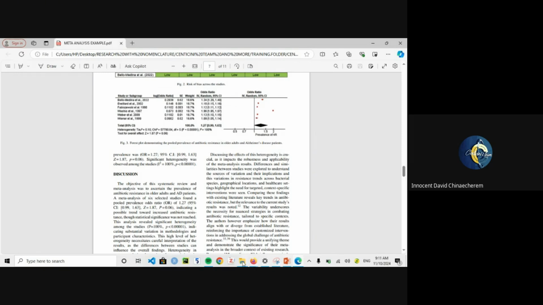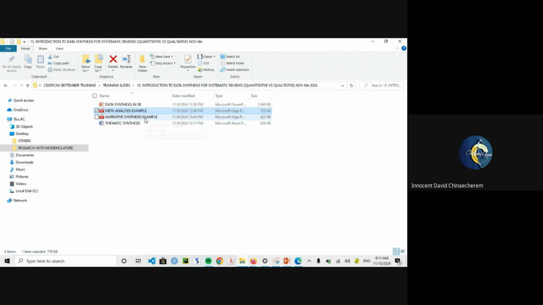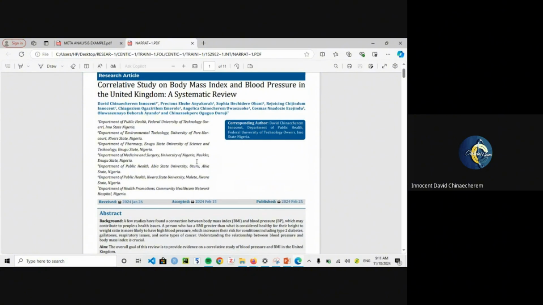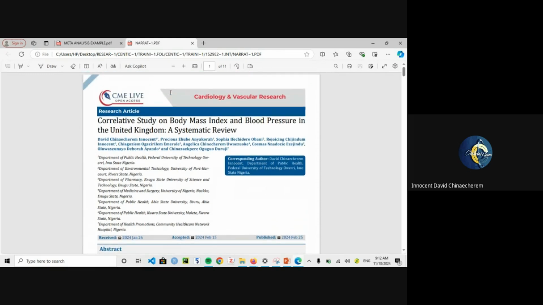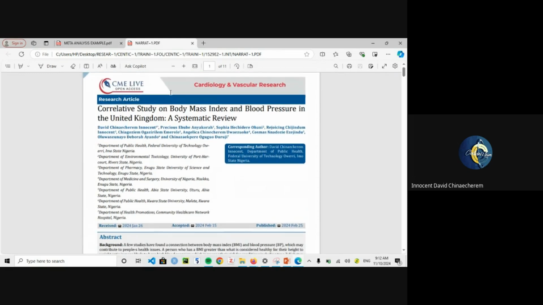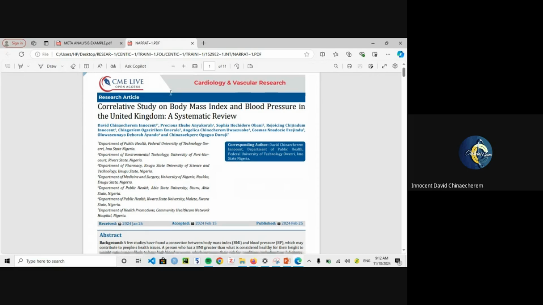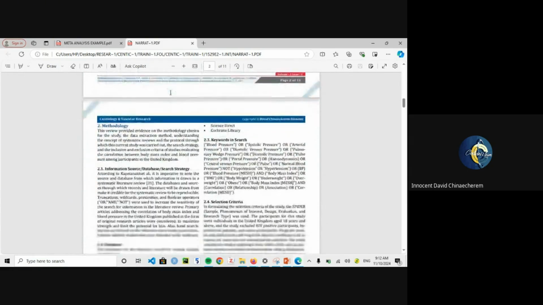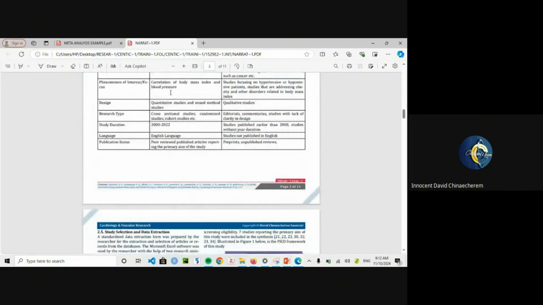I'm also going to quickly show what a narrative synthesis example looks like. This is another publication that we had, published in the cardiology and vascular research journal, where we looked at a correlative study on body mass index and blood pressure in the United Kingdom. If you look at the synthesis of this study, you can check out the paper out there.